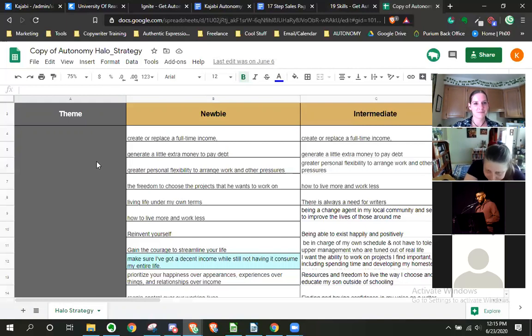What's hopes and dreams? Replace full-time income. Mm-hmm. I think the word freedom is going to play a large role in this page. I'm going to underline it.